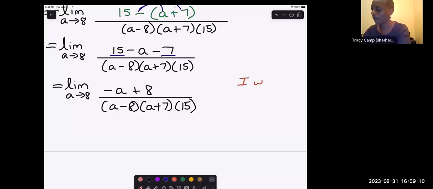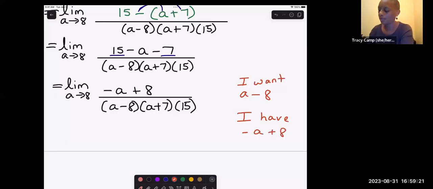I want, in my numerator, a minus 8, but I actually have negative a plus 8. So to get what I want, I'm going to multiply by -1. And I have to also multiply the denominator by that, to not change the value of the fraction. But I do want to get the same expression in my numerator as in my denominator.